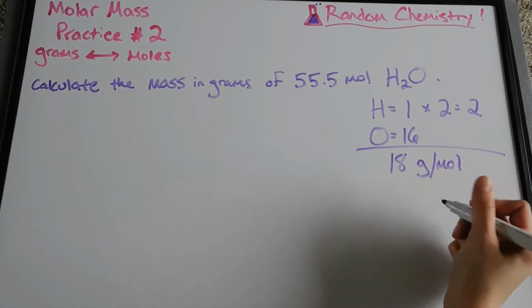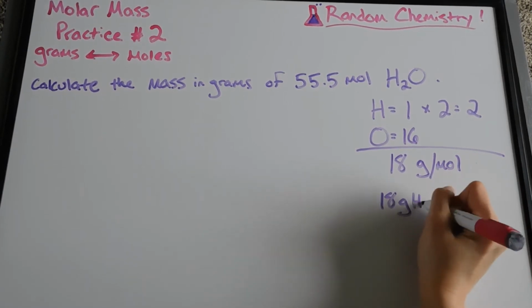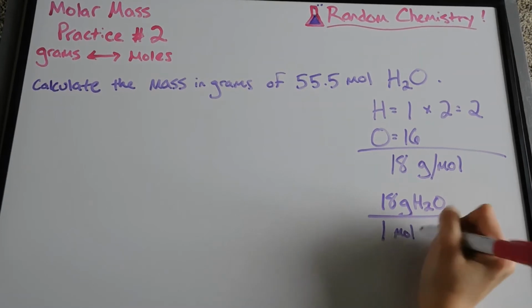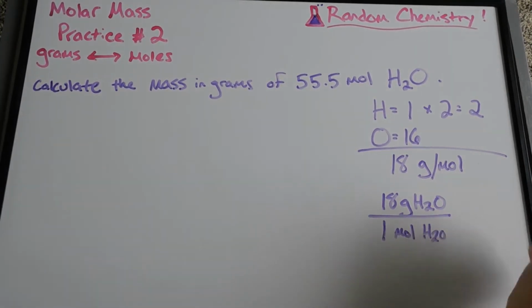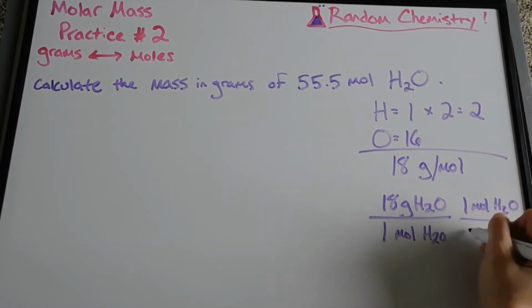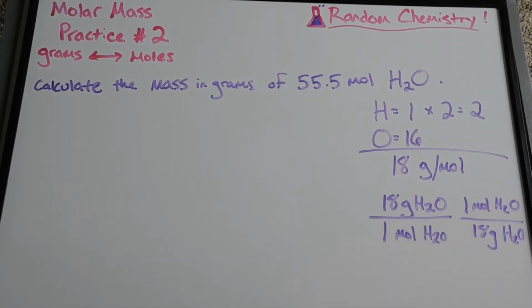So let's write this out as a conversion factor. 18 grams of H2O is equal to 1 mole of H2O. Or 1 mole of H2O is equal to 18 grams of H2O.